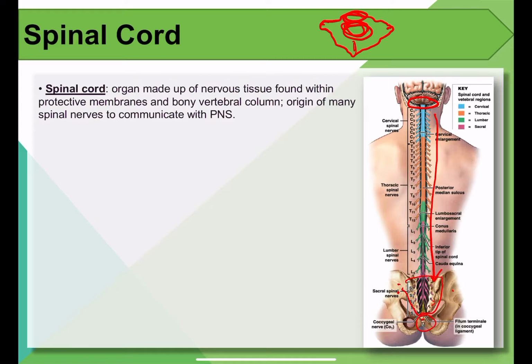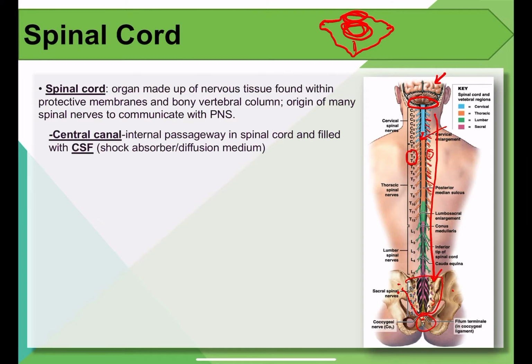Now, it serves as the origin of many spinal nerves. So all these spinal nerves, you see these little lines sticking out of the spinal cord. Those are the spinal nerves that radiate out from the spinal cord as a connection for communication between the central nervous system and the peripheral nervous system. So remember, the central nervous system is your brain and the spinal cord. And once we get to the spinal nerves, that's already the start of your peripheral nervous system, okay?